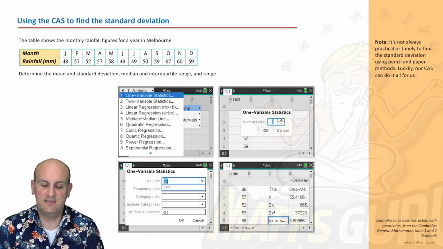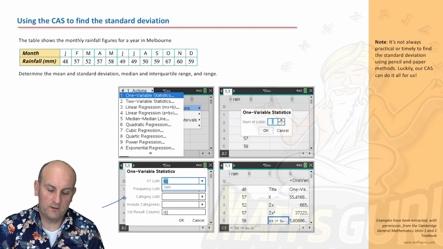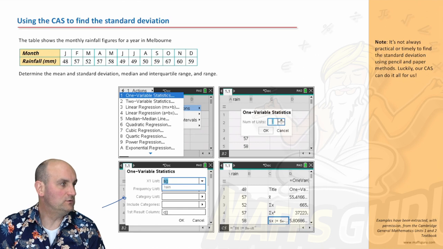Now, for some stupid reason, it then says, well, how many lists have you got? Well, one, believe it or not. I don't know whether it will do more than one, but let's just say one. So we said one, and then it comes up with another dialog box, and it says, well, what's your X list?